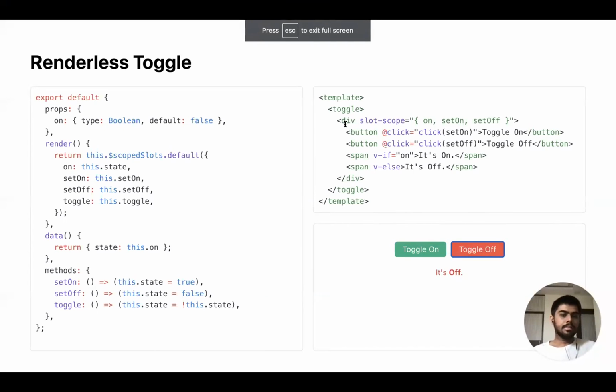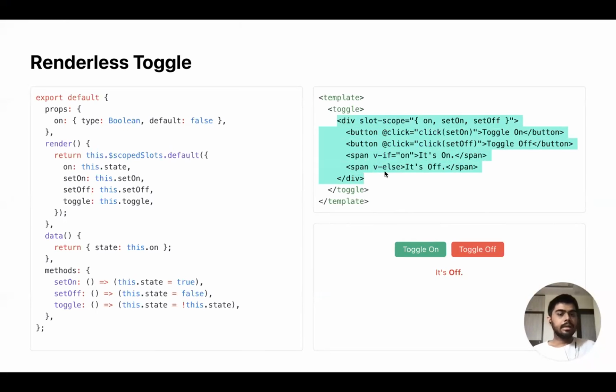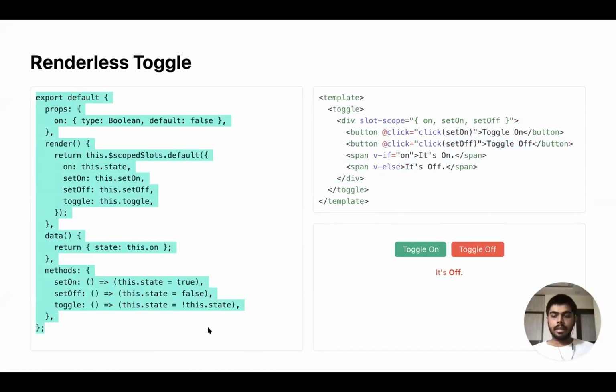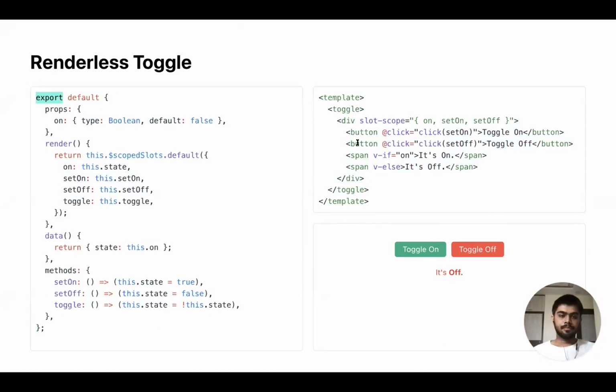So all the styling is managed by the component itself. The rendering itself is managed by the parent, but all the behavior is encapsulated in the child component.